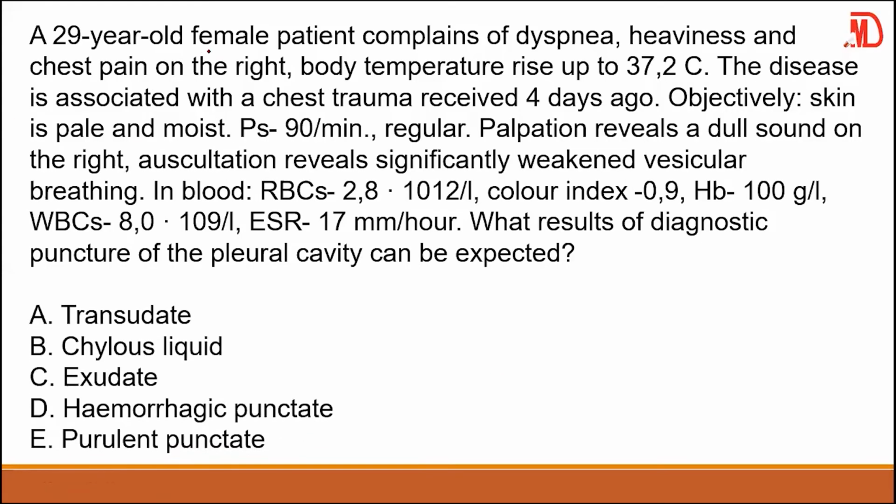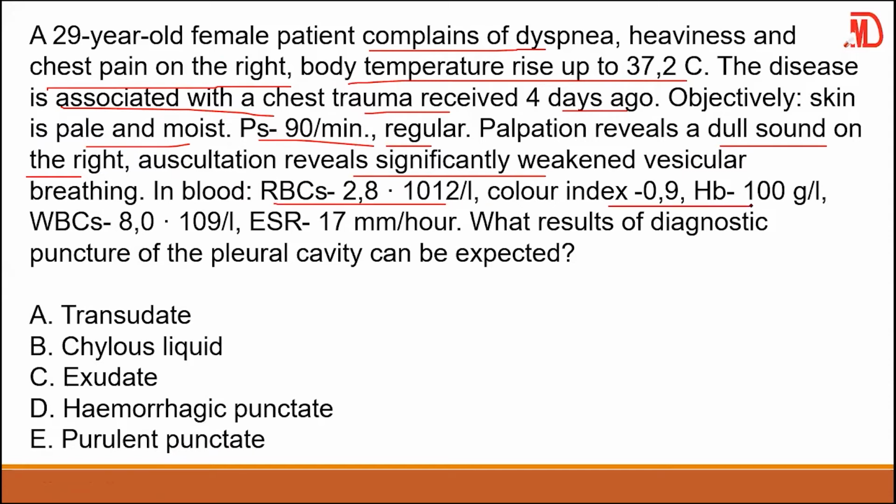A 29-year-old female patient complains of dyspnea, heaviness, chest pain on the right, body temperature rise, disease associated with a chest trauma received 4 days ago. Skin is pale and moist, pulse 90, regular, palpation revealed a dull sound on the right, auscultation reveals significantly weakened vesicular breathing. In the blood, 2.8 color index, hemoglobin, WBC, ESR. What results of diagnostic puncture of the pleural cavity can be expected?